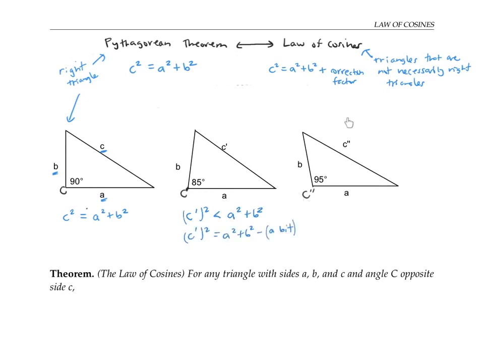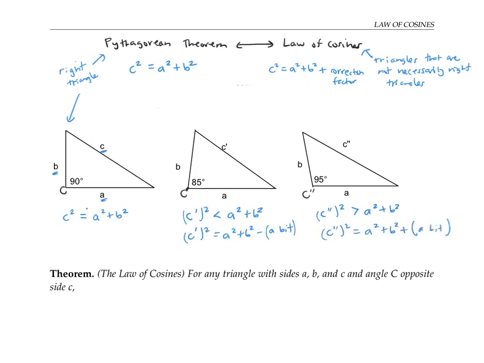In this third triangle, the angle opposite c double prime is a little bigger than 90 degrees. So this side length c double prime should be a little bit longer than the side length c in the right triangle with the same size legs. So c double prime squared should be bigger than a squared plus b squared. We can write this as c double prime squared is equal to a squared plus b squared plus a little bit.